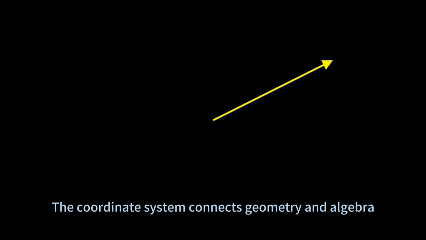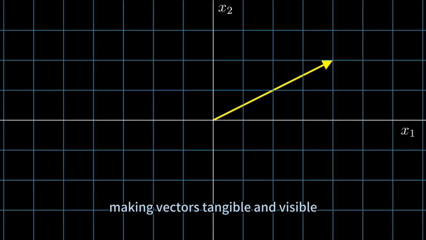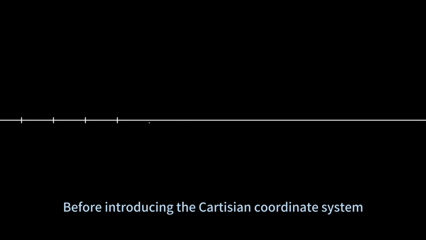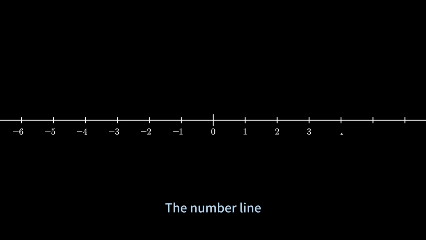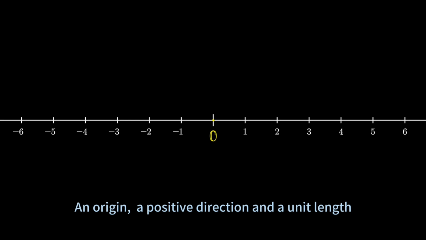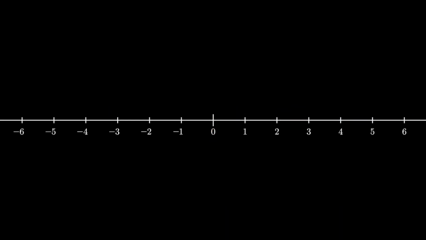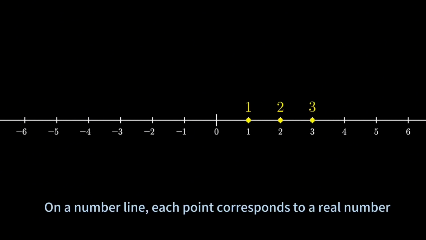The coordinate system connects geometry and algebra, making vectors tangible and visible. Before introducing the Cartesian coordinate system, let's first consider a simple mathematical concept: the number line. A number line has three key elements: an origin, a positive direction, and a unit length. A number line is an infinitely extending straight line. On a number line, each point corresponds to a real number.